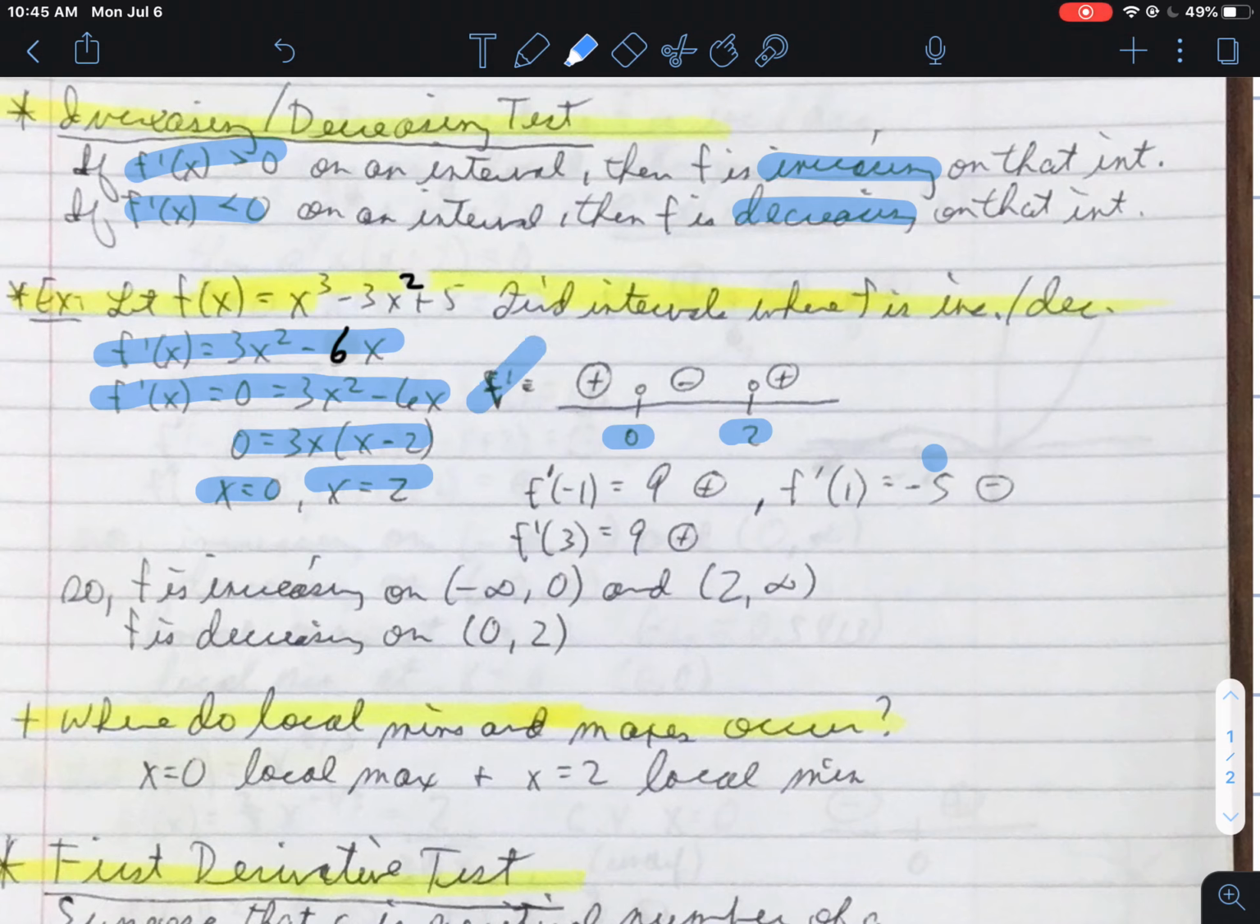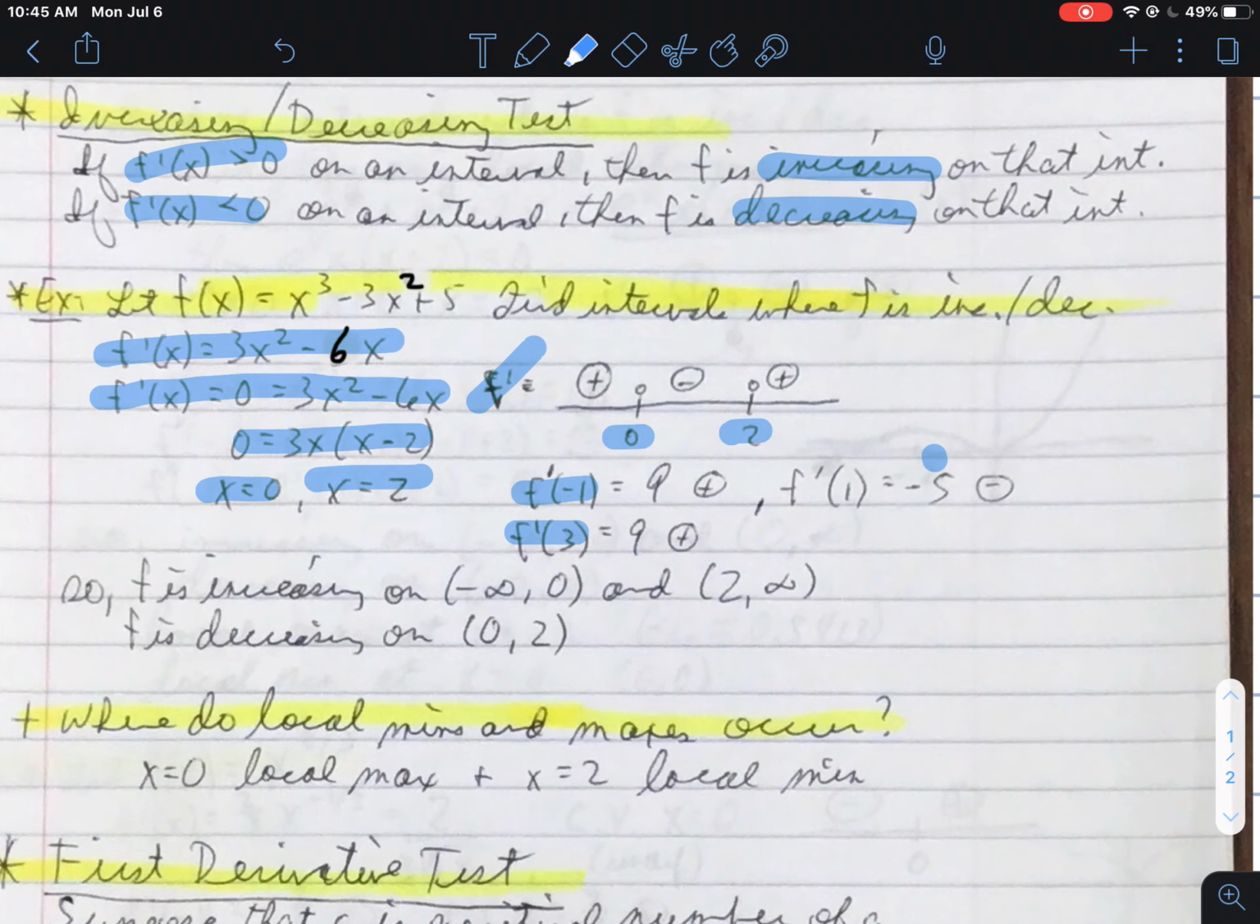Make sure you're labeling your test strips because, like I said again, at some point we're going to have the second derivative as well. And then we just take a sample point from each of our subintervals. Remember, you can pick any number to the left of 0. I just plugged in -1. Now again, make sure you're plugging that into the first derivative because that's what we're checking, the sign of f prime.